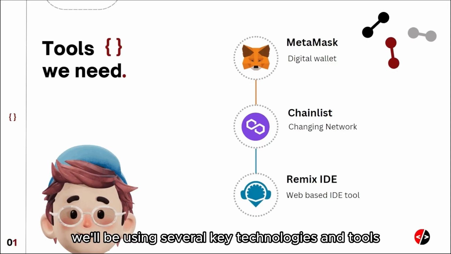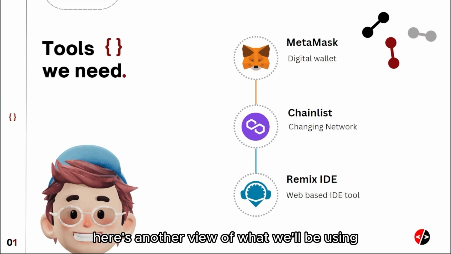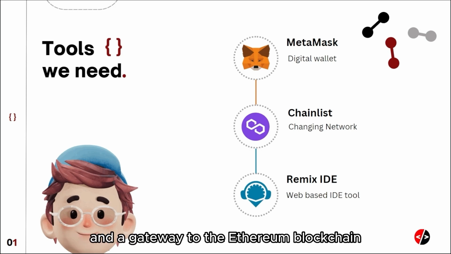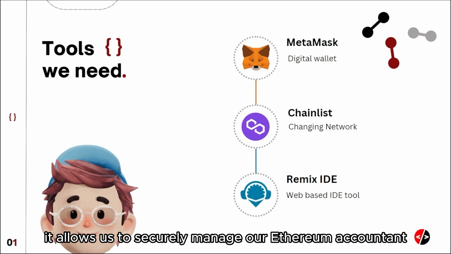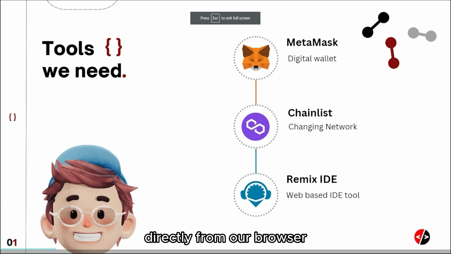In this tutorial, we'll be using several key technologies and tools to develop our smart contract. Here's an overview of what we'll be using. First, we have the MetaMask. MetaMask is a popular browser extension that serves as a wallet and a gateway to the Ethereum blockchain. It allows us to securely manage our Ethereum accounts and interact with decentralized applications directly from our browser.